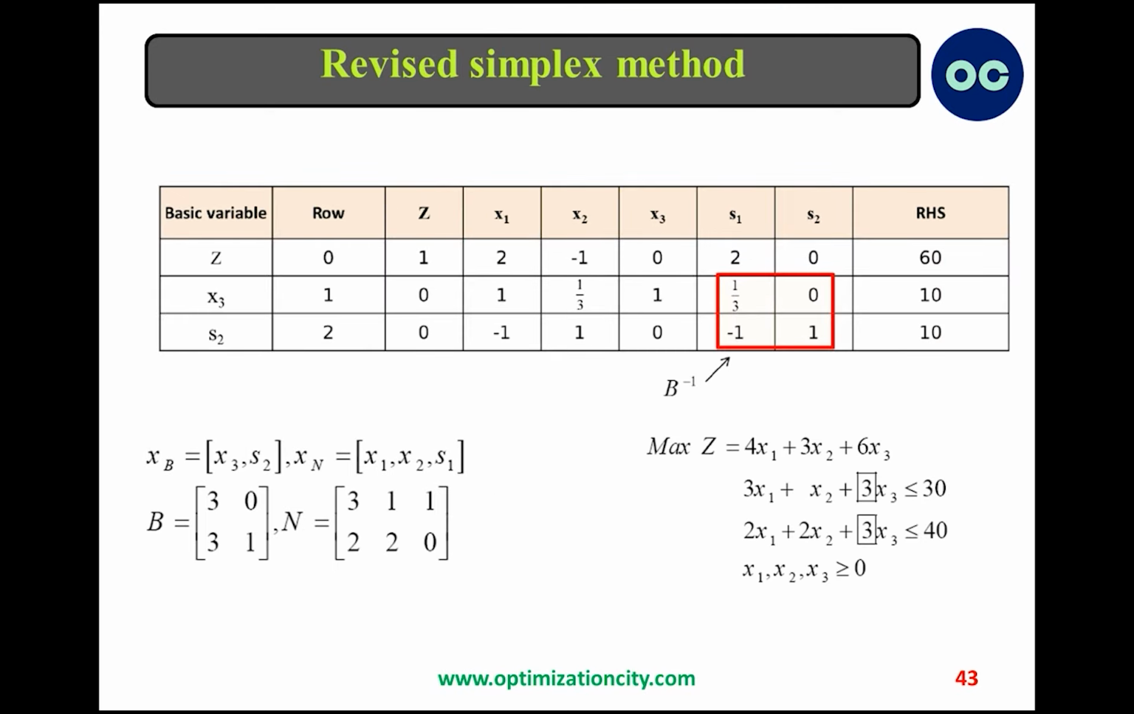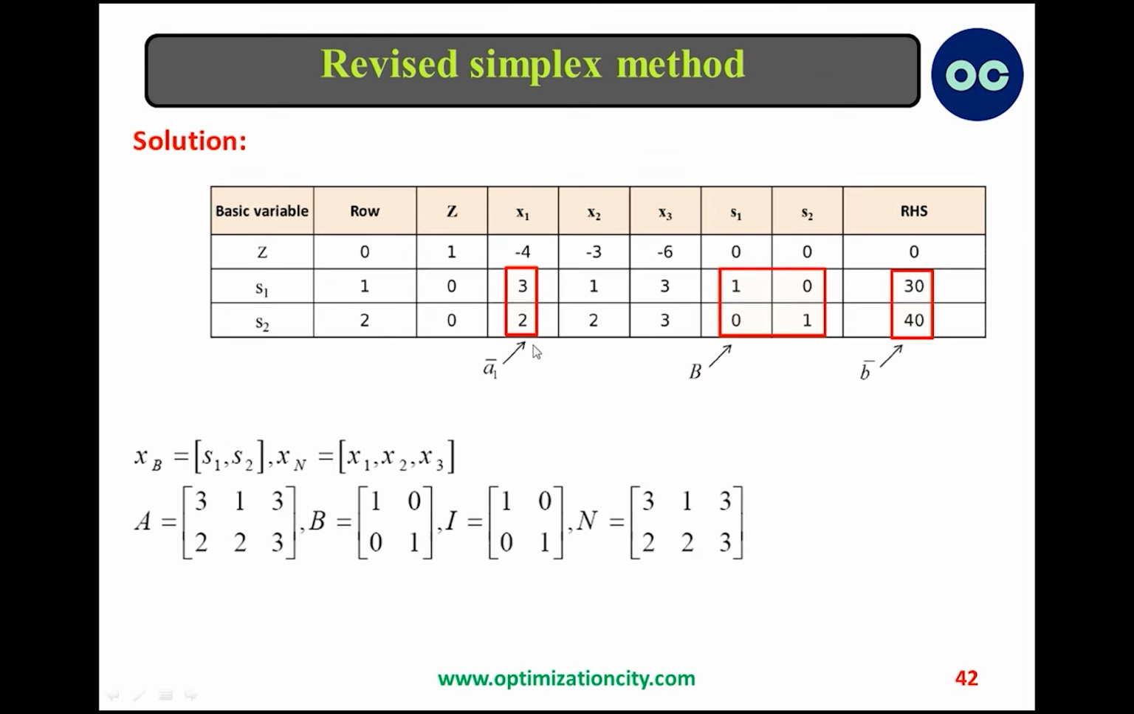This is the table for the first iteration of the simplex method, and in this table, xb is x3 and s2, and xn is x1, x2, and s1. Basically, B is a matrix containing the coefficients of the basic variables in the starting table, and B inverse is its inverse matrix. The coefficient of x3, the basic variable, is 3 in the first and second constraints.